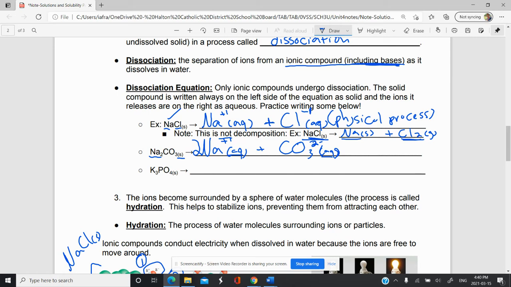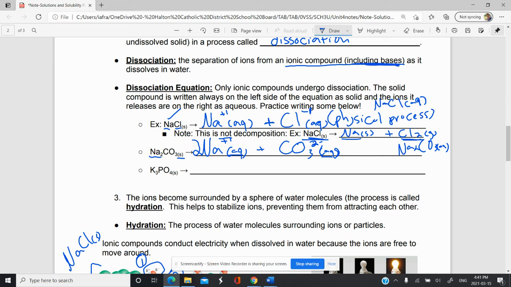So really, this equation, what you've drawn out here, this Na+(aq) and this Cl-(aq), this is really NaCl(aq). So when we say NaCl(aq), that really means you have sodium ions and Cl- ions separated by water. Same idea here. When we say you have Na2CO3(aq), that means you have sodium ions and carbonate ions separated by water.